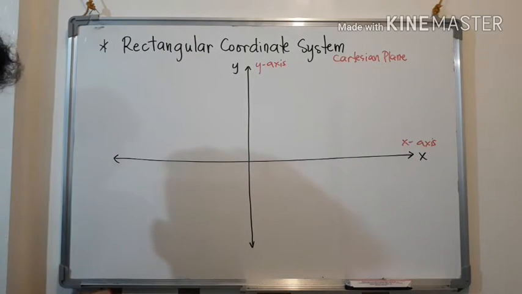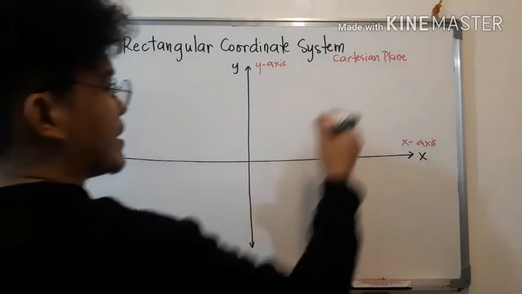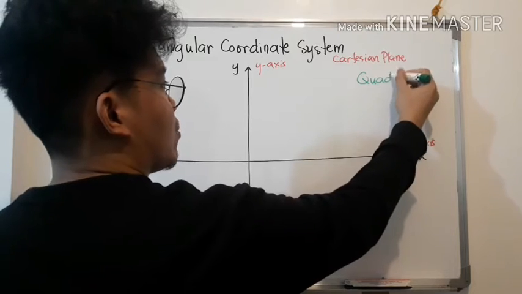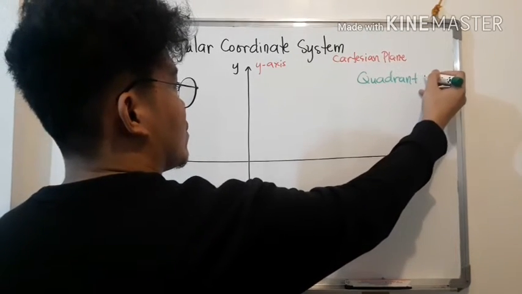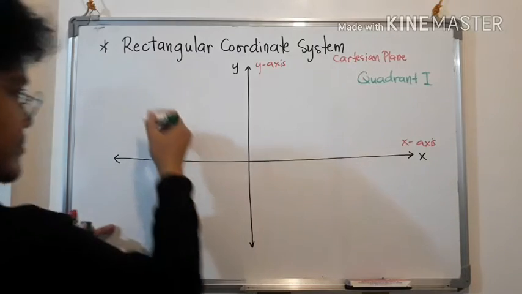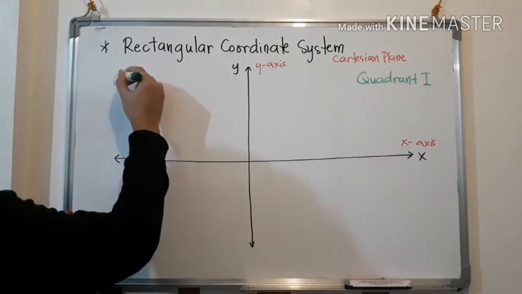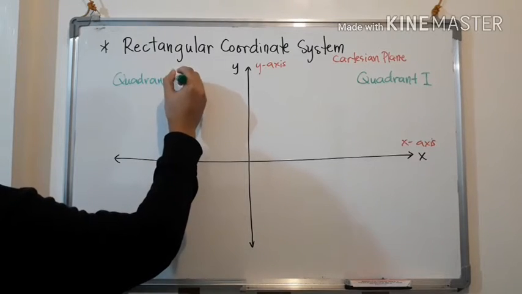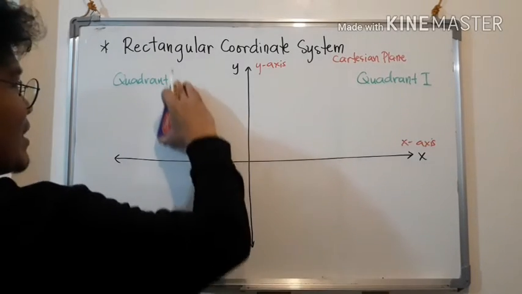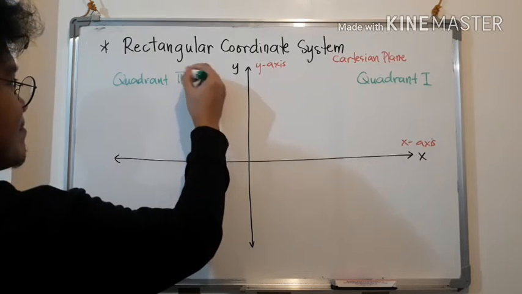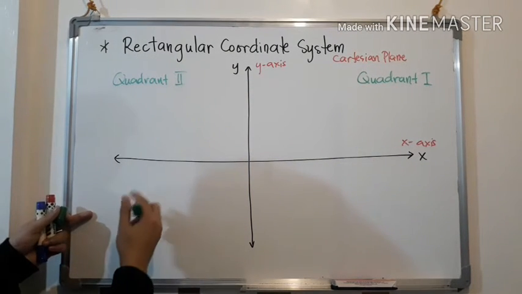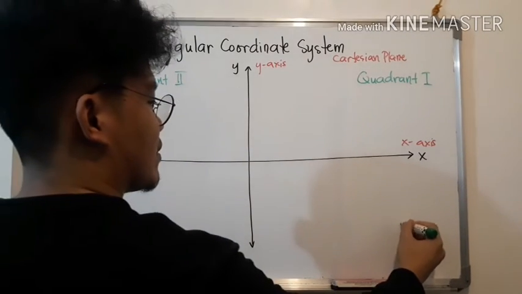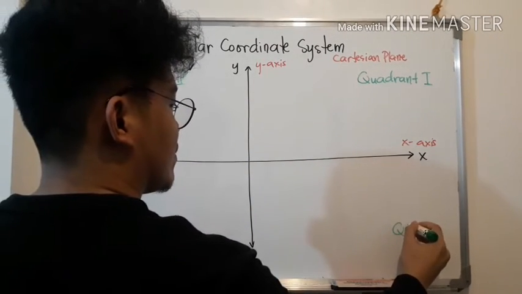And what are those regions? We call them: this region is called quadrant 1 or first quadrant. This region is called quadrant 2 or second quadrant. This region is quadrant 3, and this region is quadrant 4.